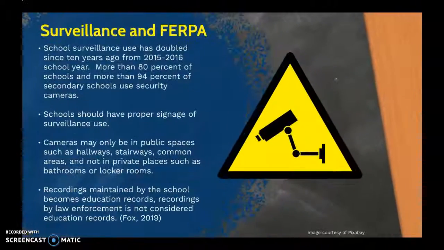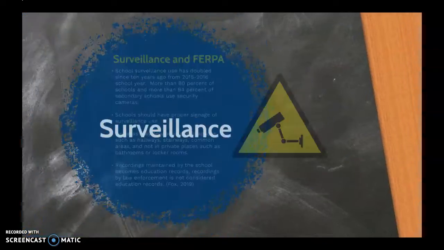As far as surveillance cameras go, and we do use surveillance at KMS, surveillance use has doubled from 10 years ago, from the 2015-2016 school year. Now more than 80% of schools and more than 94% of secondary schools use security cameras. We must be careful when using these though. We should have proper signage of surveillance use. Cameras can only be in public spaces such as hallways, stairways, and common areas, and not in private places such as bathrooms or locker rooms. Recordings maintained by the school become education records. Recordings by law enforcement are not considered educational records.